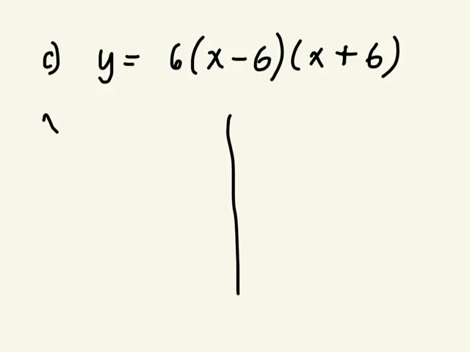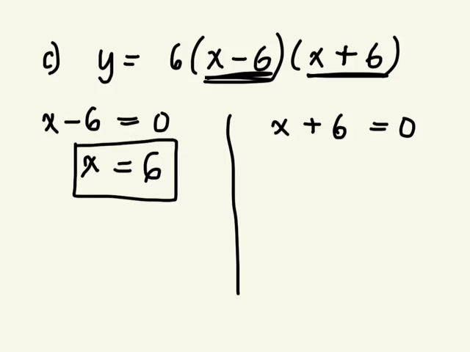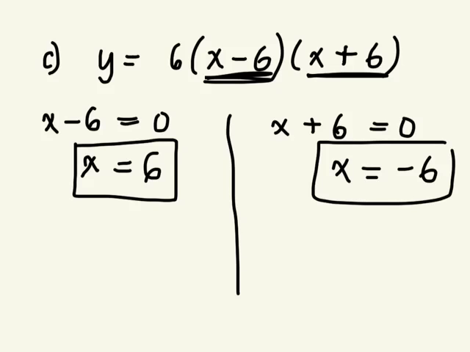So again, we have x minus 6. That's one factor. Make that equal to 0. And the other one, x plus 6 equals 0. So if x take away 6 is 0, x is equal to positive 6. And here x is equal to -6. So again, this one has two x-intercepts. The two x-intercepts are 6 and -6.